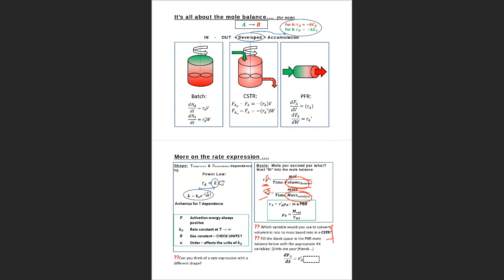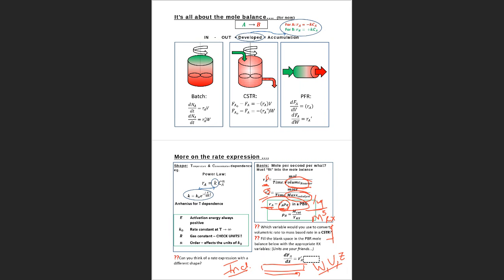So in a CSTR, we use the packed bed density, with units of kilograms per cubic meter of reactor. That's the packed bed density in a PBR, used to convert between the different unit systems. I will always have one independent variable. My independent variable can be along the length of a packed bed reactor. It can be mass of catalyst. It can be the volume of the reactor. It can be the length of my reactor.